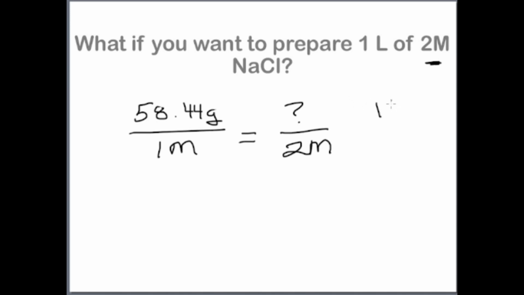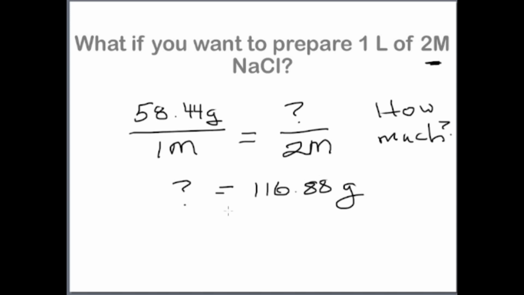Remember, we're always asking the question. These are all how much questions over and over again. How much do I need? How much do I need to make 2 molar? If you take 58.44, you cross multiply 58.44 times 2, and then you divide by 1, basically, you would find that question mark equals 116.88 grams. So that would be how you would make 2 molar. All right, fine.